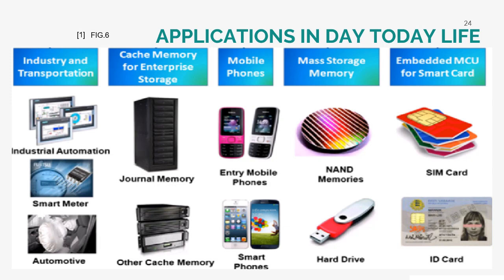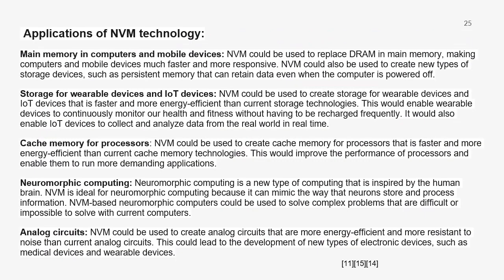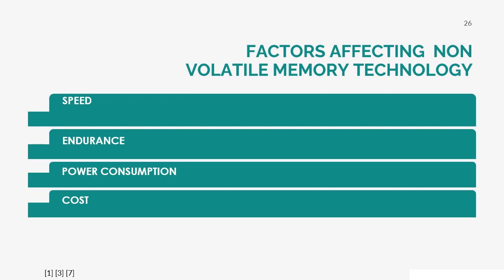in industry and transportation, for enterprise storage, mobile phones, mass storage memories, embedded MCUs for smart cards like SIM cards, ID cards, etc. These are the basic applications of non-volatile memory technology: main memory in computers and mobile devices, storage for wearable and IoT devices, cache memory for processors, neuromorphic computing, and also use in analog circuits. These are the factors mainly affecting the non-volatile memory technology.